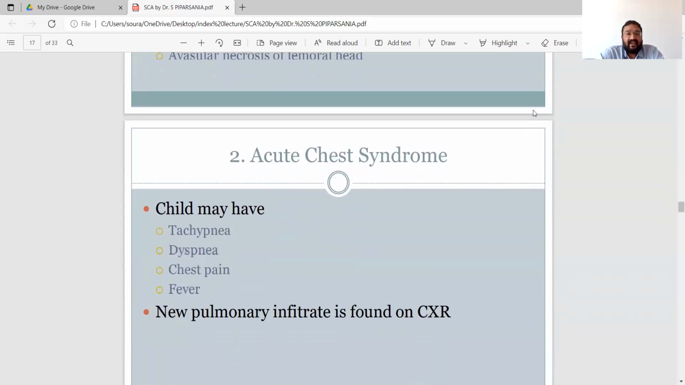Second important crisis is acute chest syndrome. It is a type of vaso-occlusive crisis in which the child develops tachypnea, that is fast breathing, dyspnea, chest pain, and fever. On doing X-ray, the presence of a new pulmonary infiltrate is suggestive of acute chest syndrome in a child with sickle cell anemia.